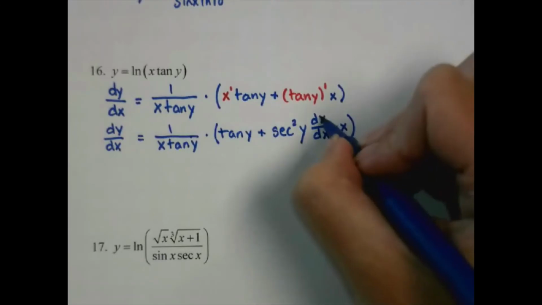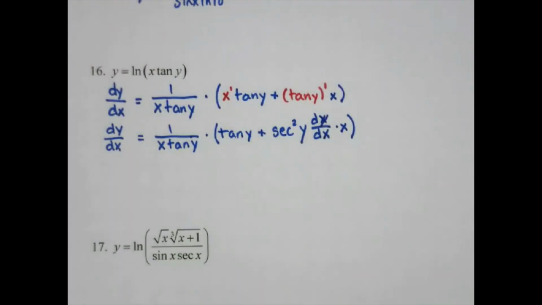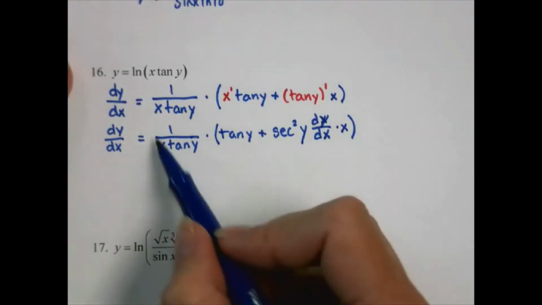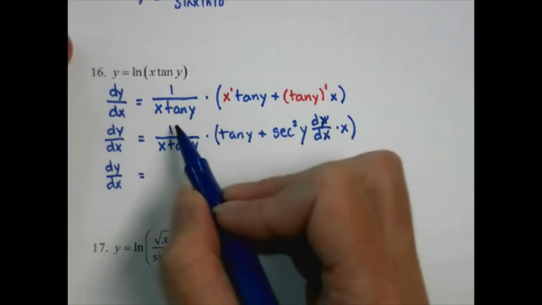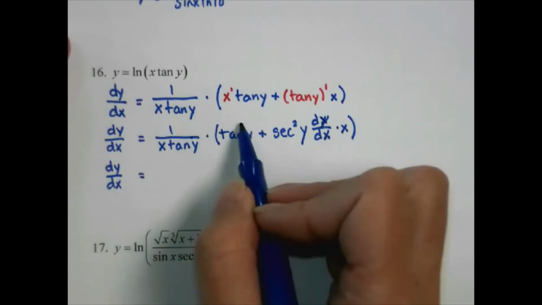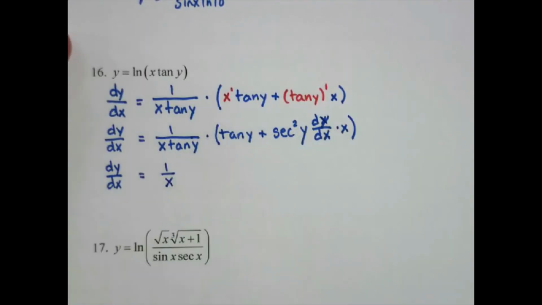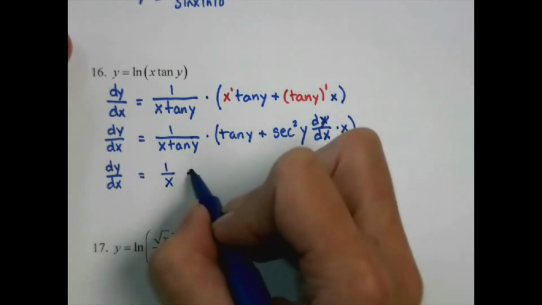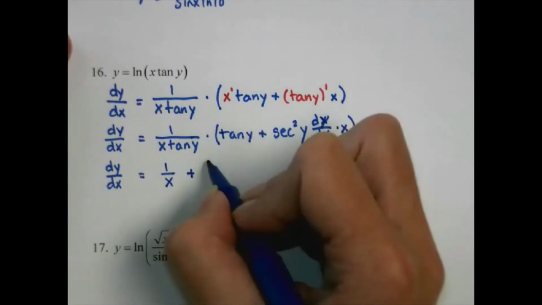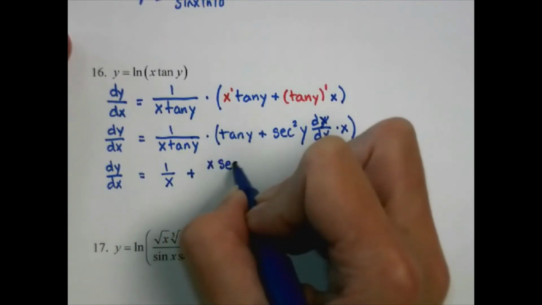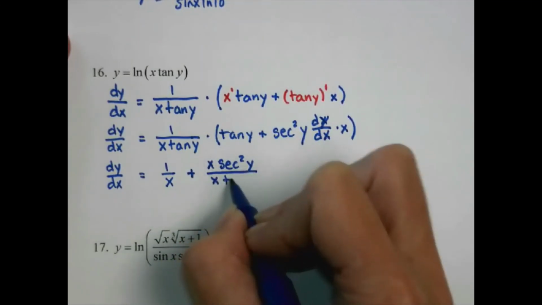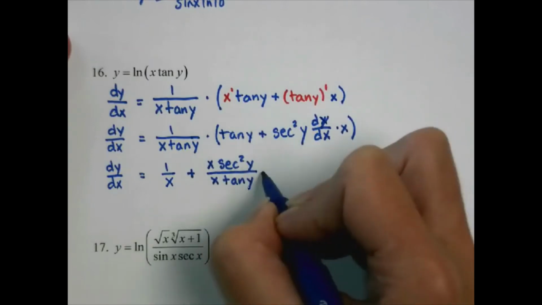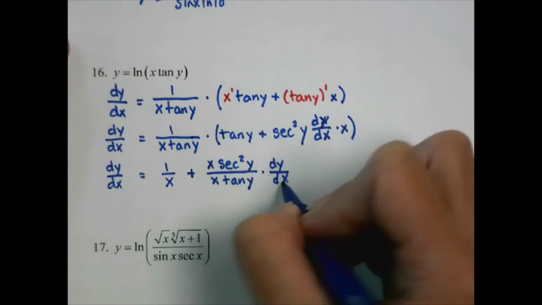Now we need to solve for dy dx. So I'm going to multiply this through. So we're going to have 1 over x tangent y times tangent y, which is just going to be 1 over x. And then I'm going to have x secant squared y over x tangent y times dy dx.